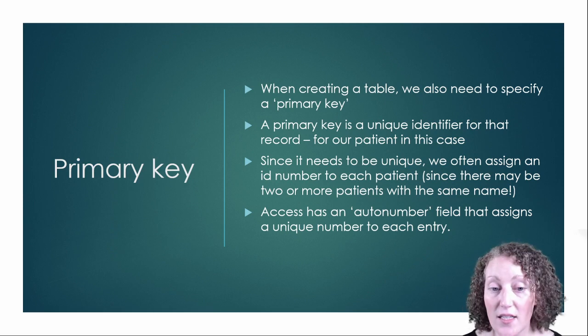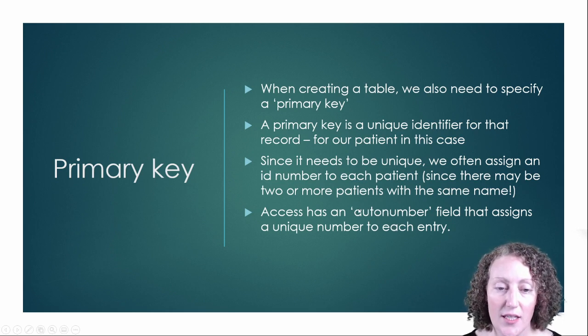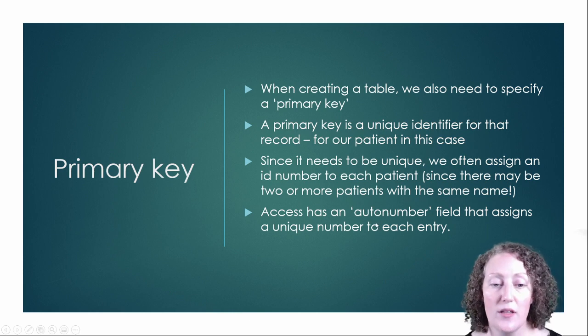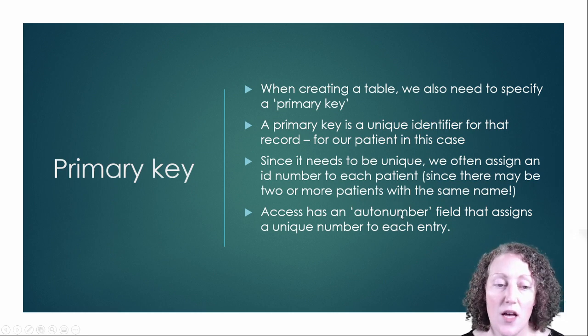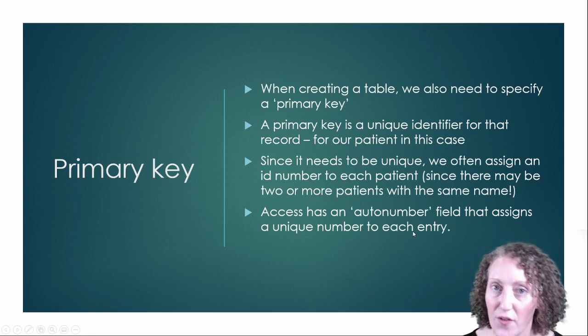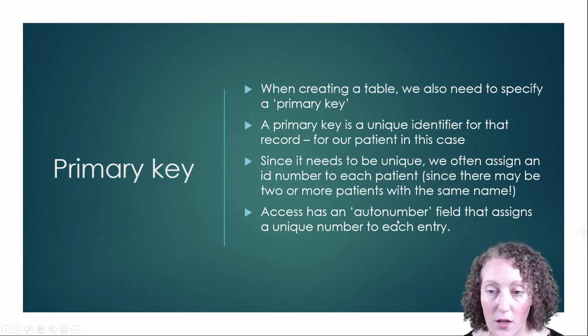But Access also has this built-in auto number field that we can make use of, and it's a little bit easier to work with. You'll see when we create a new table in a second that there's already an auto number field in there. That assigns a unique number to each entry. So when we create our first patient, it'll number that patient number 1, the next one will be patient number 2, and so on. So we can always search for the patient based on their ID number.